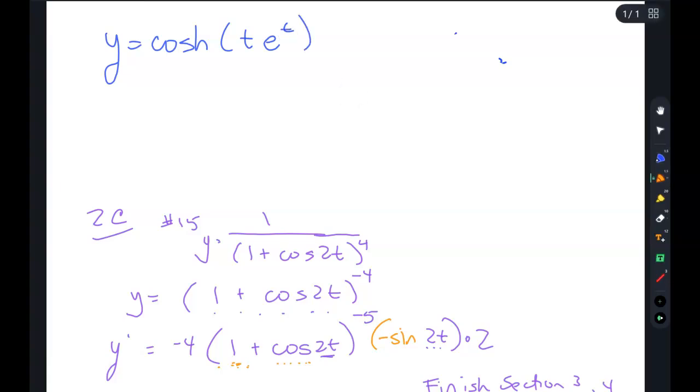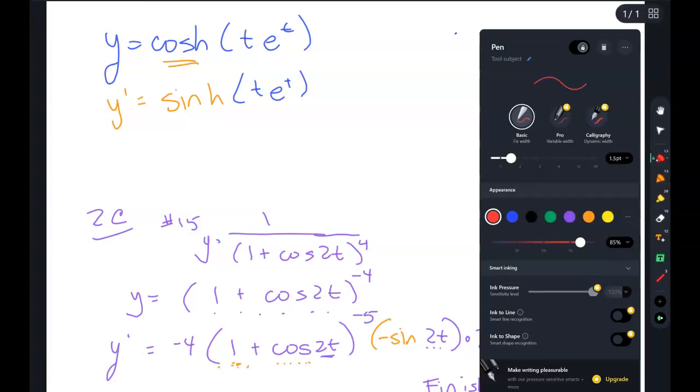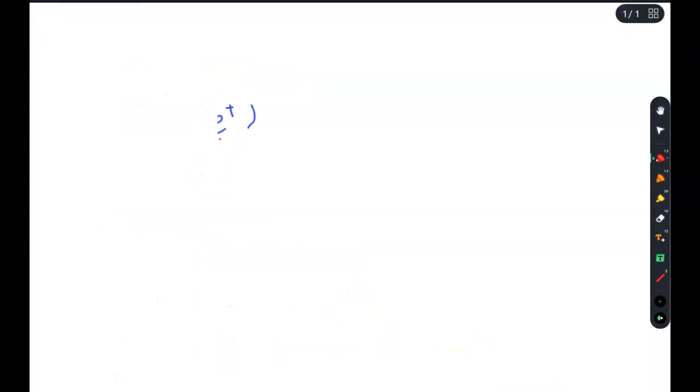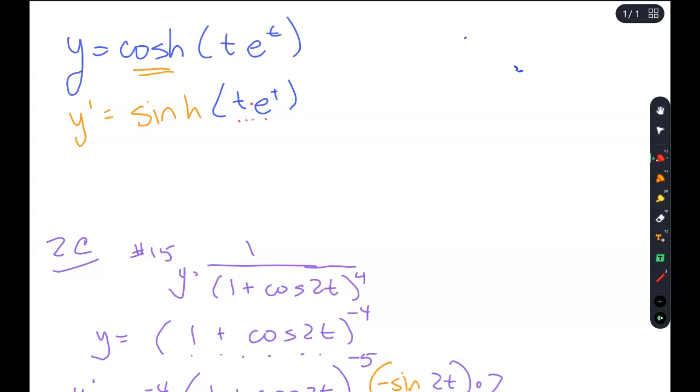When I'm taking the derivative of this, I start with the derivative of the cosh. So y prime would be the sinh. I'd carry the angle along, and this angle has, do you see it? It's product rule. So to take the derivative of this, I'd have first t, derivative of e to the t, which is e to the t, plus second e to the t times the derivative of t, which is 1. And that would be the answer. Hopefully this helps.